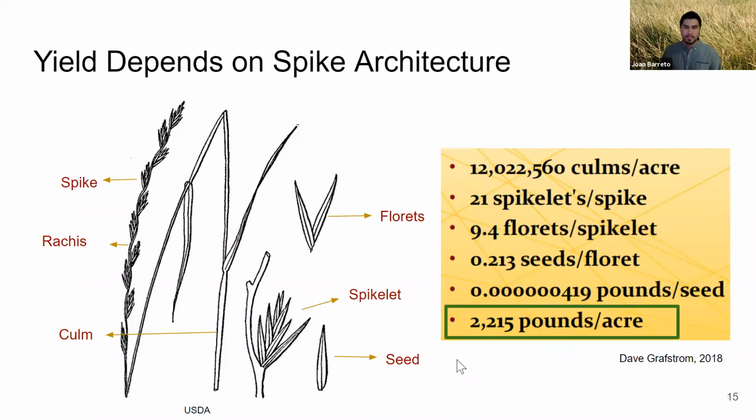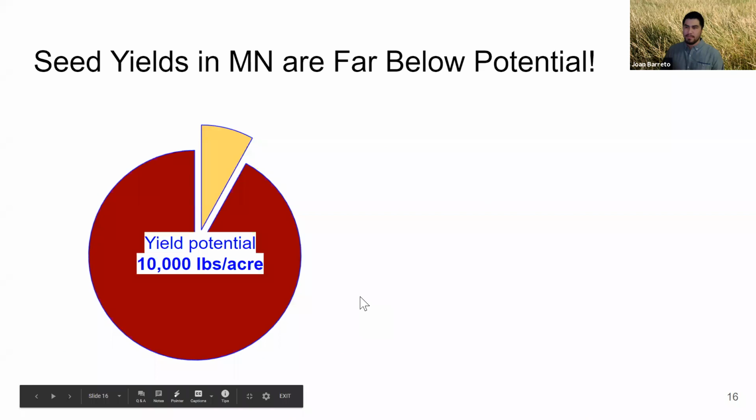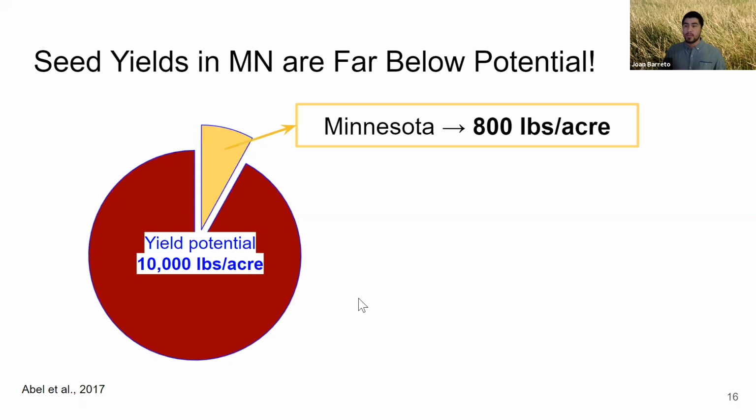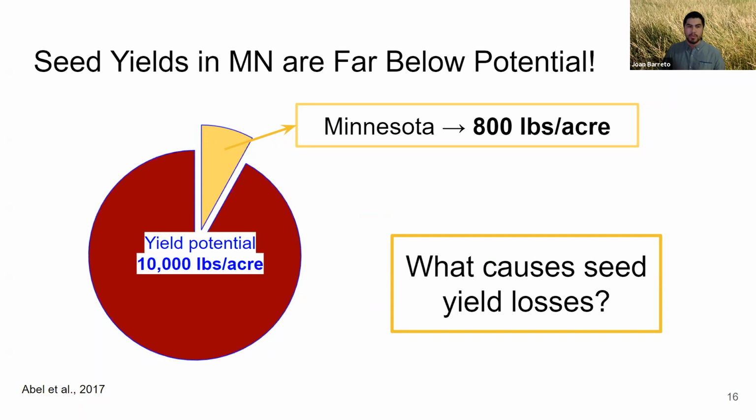But in Minnesota, given that the estimated yield potential of the crop in general is 10,000 pounds per acre, Oregon only produces 20% of this potential, and Minnesota only 8% of it. So for us, it is important to also know what the causes of yield losses are. Why is it that we cannot produce as much seed as we could? It turns out that one of the main reasons is seed shattering.